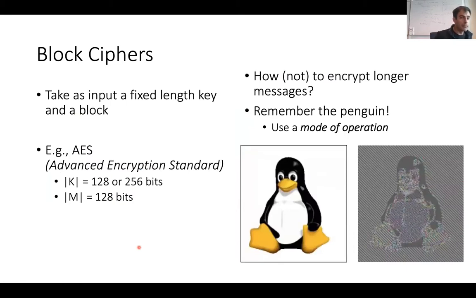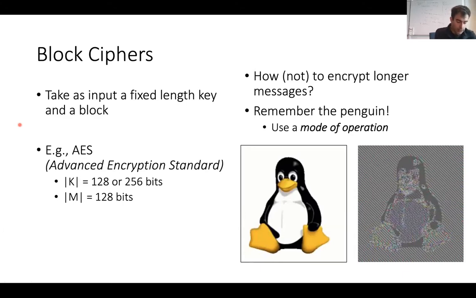Okay, so the much more important tool in cryptography are block ciphers. Block ciphers are cryptographic objects which take as input a fixed length key, typically 128 bits, and a block. They take a block which is also fixed size, can be 128 bits or something like that. The most used block cipher is probably the AES, the Advanced Encryption Standard.